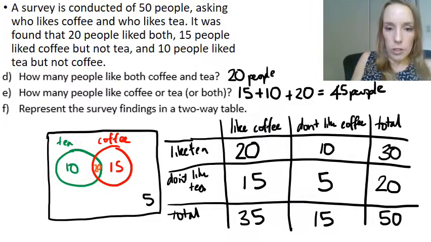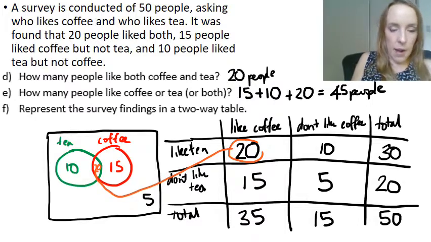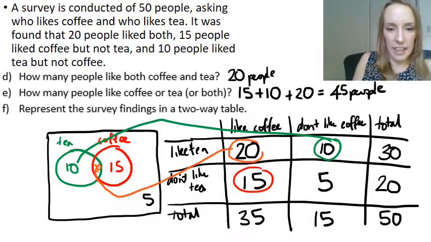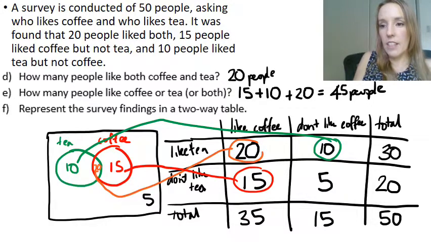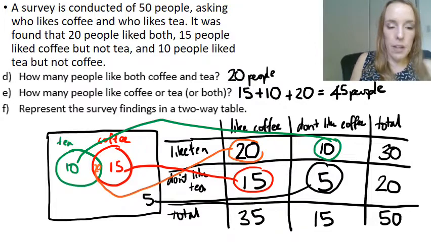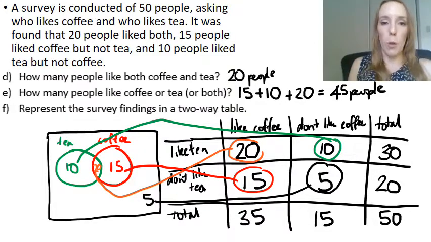So this 20 here, the people who like tea and like coffee, that's in the middle of the Venn diagram there. Okay, these 10 who like tea but don't like coffee, that's the 10 here. These 15 who like coffee but don't like tea, that's that 15 there. And lucky last, these 5 who don't like tea or coffee comes from here. So hopefully you can see how those numbers correspond in a two-way table.